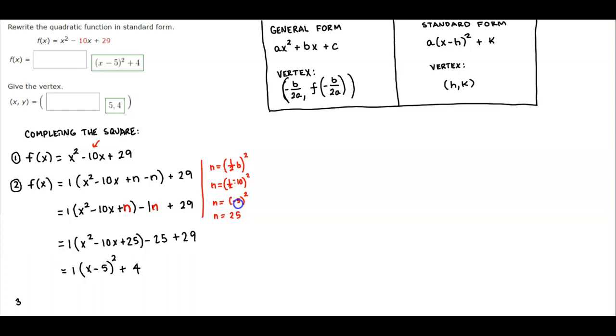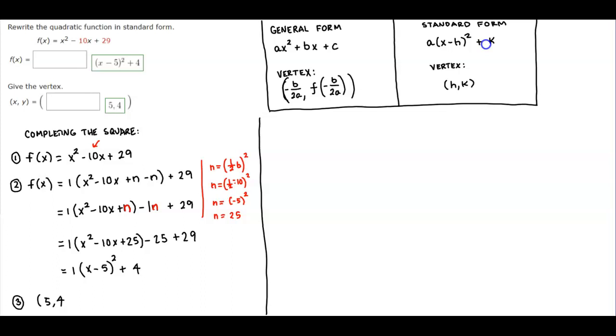And then if we wanted to figure out what the vertex is, well, again, if you come up here, the vertex is h and then k. So then our vertex would be 5 and then 4. Okay, so that is completing the square.